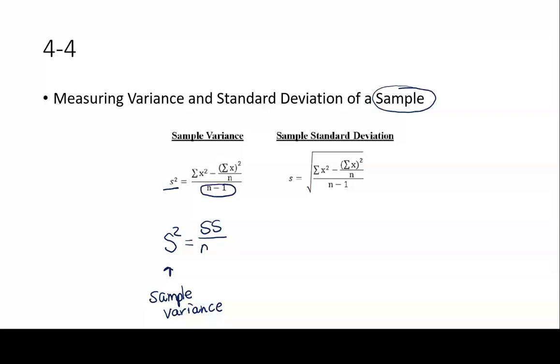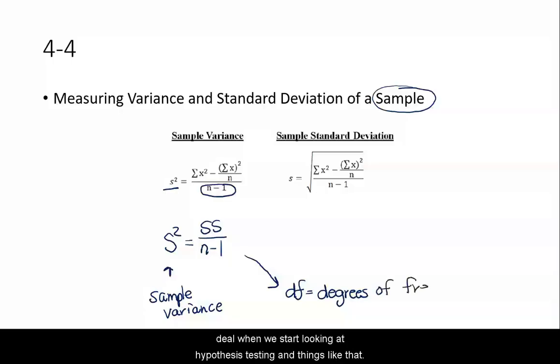But look here on the bottom. On the bottom, we have this thing called n minus 1. In later chapters, that's going to be represented by this symbol, df, which stands for degrees of freedom. Which is going to be a big deal when we start looking at hypothesis testing and things like that. For now, I just want you to know that symbol exists. That's what it means. And n minus 1 is one of the ways we can calculate degrees of freedom.